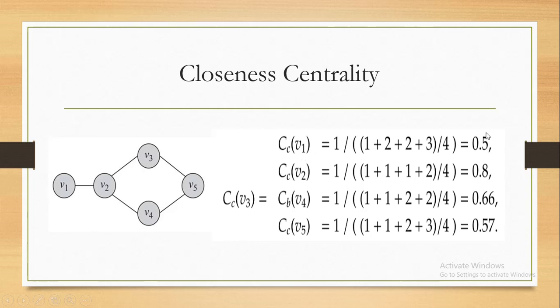Now let us consider node V2. The distance from V2 to V1 is 1, V2 to V3 is 1, V2 to V4 is 1, and V2 to V5 is 2. So that is 1 plus 1 plus 1 plus 2 divided by the number of nodes, and this whole is divided by 1, which gives 0.8. Similarly, we calculated for V3, V4 and V5. After observing, you can see that node V2 has a higher centrality in the given graph because from V2 we can go to all the nodes quickly compared to the remaining nodes.